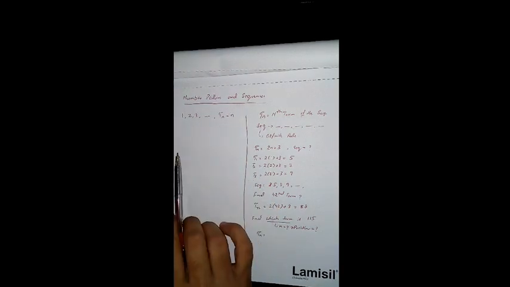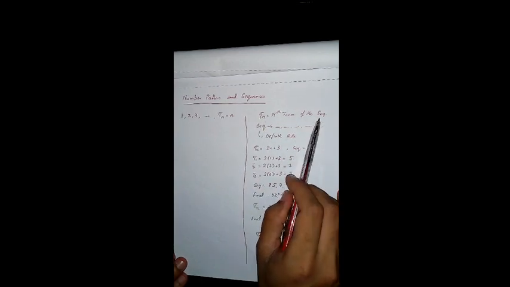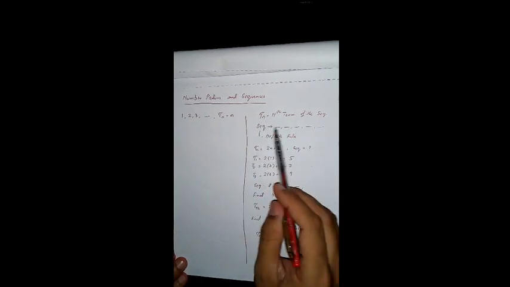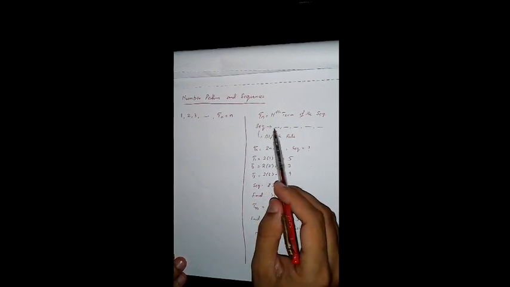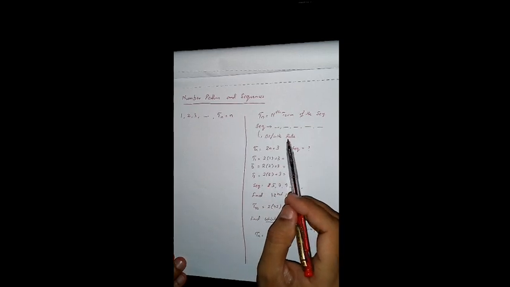Students were inquiring from me about the topic number patterns and sequence. So first of all, I would like to tell you some basics. Tn means nth term of the sequence. A sequence is basically a number pattern through which we can get numbers by using a definite rule.